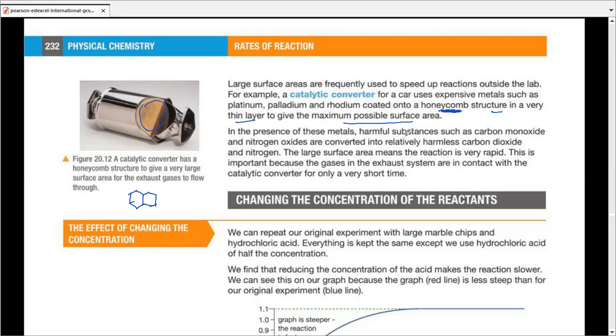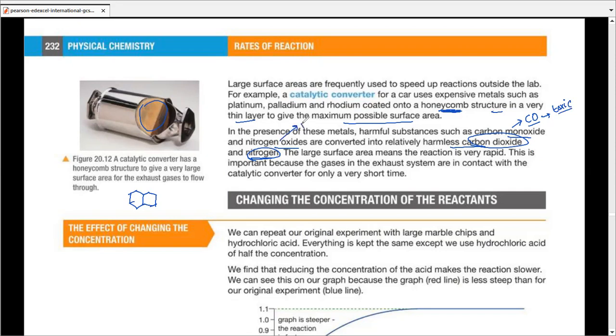Okay. In the presence of these metals, harmful substances such as carbon monoxide and nitrogen oxides are converted into less harmful substances such as carbon dioxide and nitrogen. Since carbon dioxide and nitrogen are present in the air all the time, they are considered less harmful than carbon monoxide, the formula for which is CO. And let me tell you, CO is toxic. It's not good for humans.